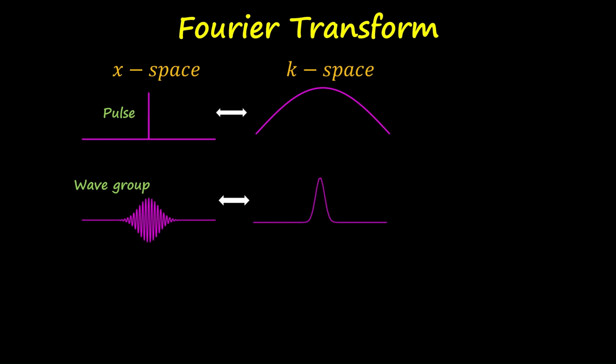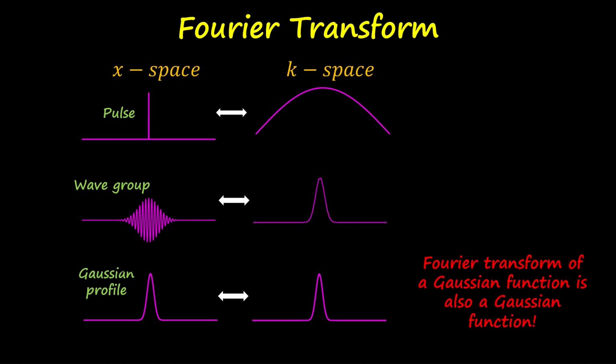What about the Fourier transform of a Gaussian profile? Now, the Fourier transform of this profile will also be a Gaussian profile, but with some slight changes in the width. That means the Fourier transform of a Gaussian function is also a Gaussian function. This is very important because it is the key in finding the minimum possible value of the product of the spread in x and the spread in k.